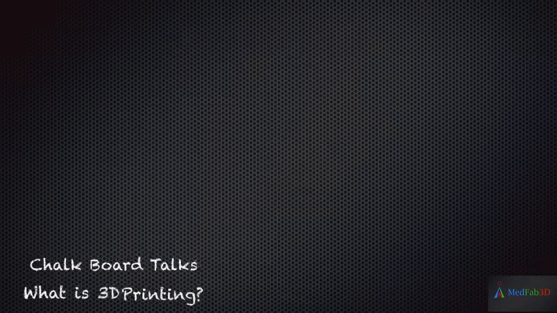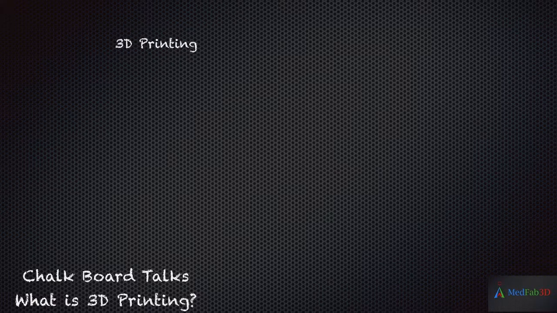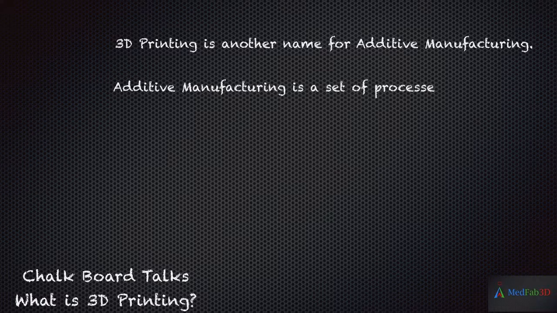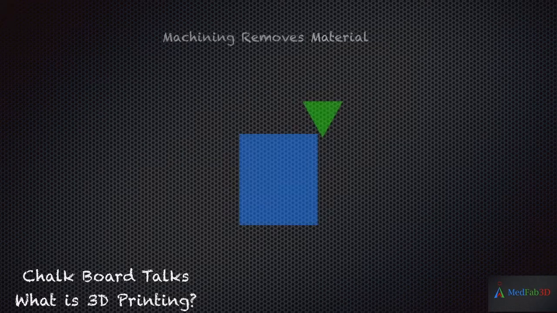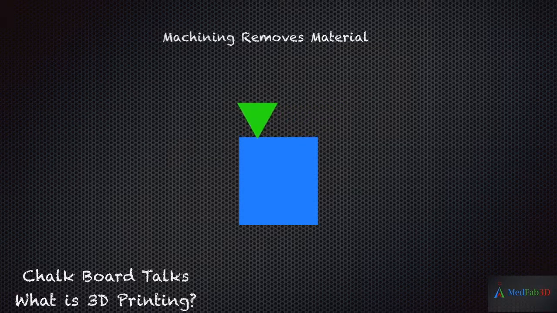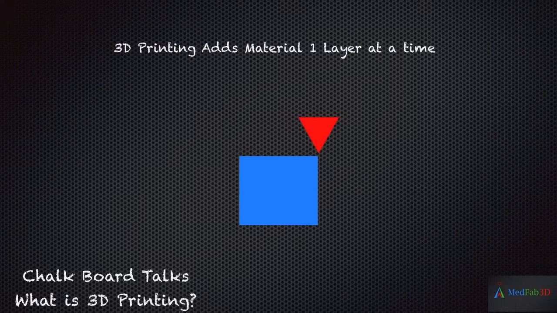What is 3D printing? 3D printing is another name for additive manufacturing. Additive manufacturing is a set of processes that manufacture a part by adding material. This is the opposite process of machining, where material is removed for manufacturing. 3D printing adds material one layer at a time.